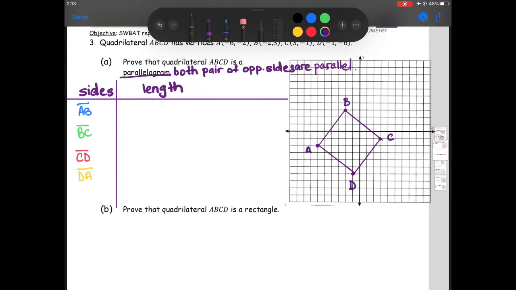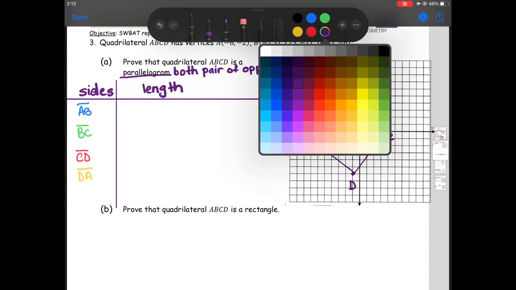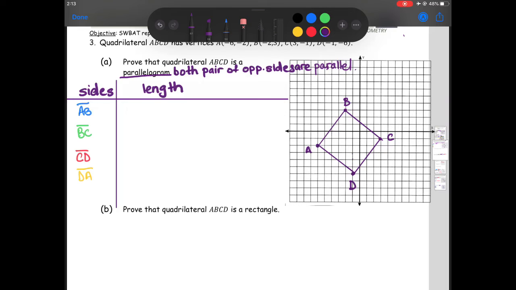It tells me that quadrilateral ABCD has vertices, and I already plotted them. And now it's asking me to prove that the quadrilateral is a parallelogram. What do you know about the parallelogram? How do you prove if any quadrilateral is a parallelogram? If you prove that both pair of opposite sides are parallel. If they're parallel means what? They will have what kind of slopes? So let's think. Same slopes, right? So let's find out the slopes of all these different sides.